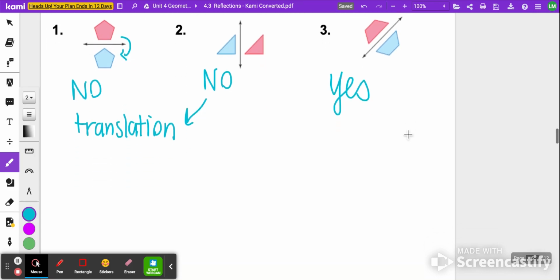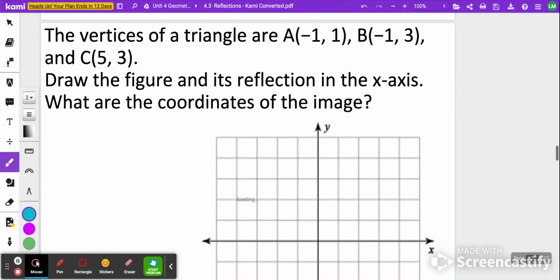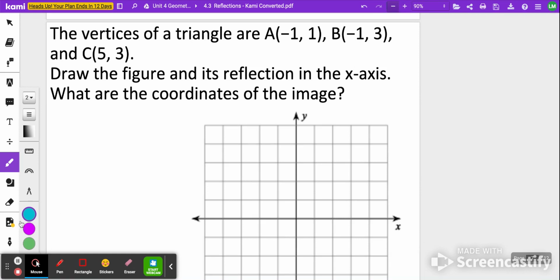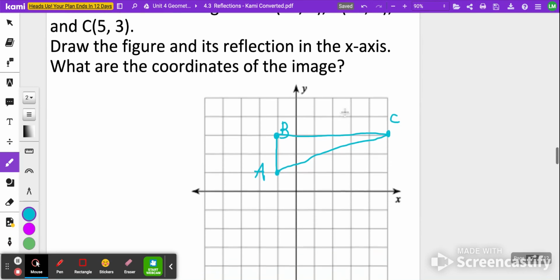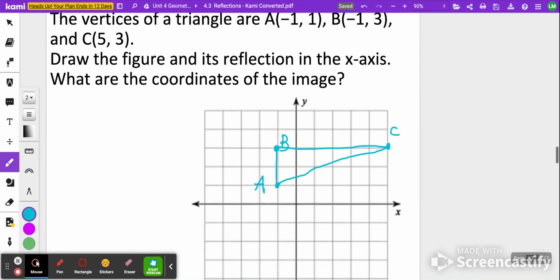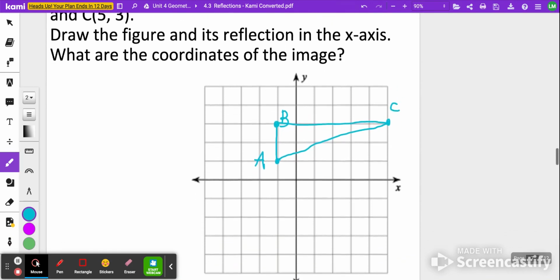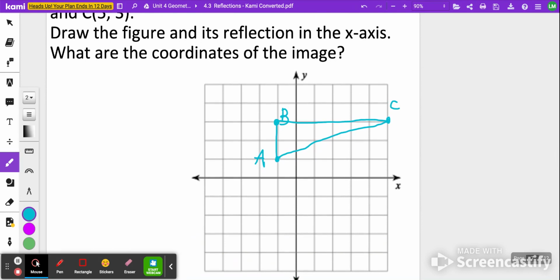What we're going to do now is we're going to try to draw this original triangle and then reflect it over the x-axis. So the very first thing we would want to do is to make sure we plot our original points. So let's go ahead and take a moment to do that. Okay, so what I've done here is I've created the original triangle ABC at the given points. Next it says draw the reflection in the x-axis.